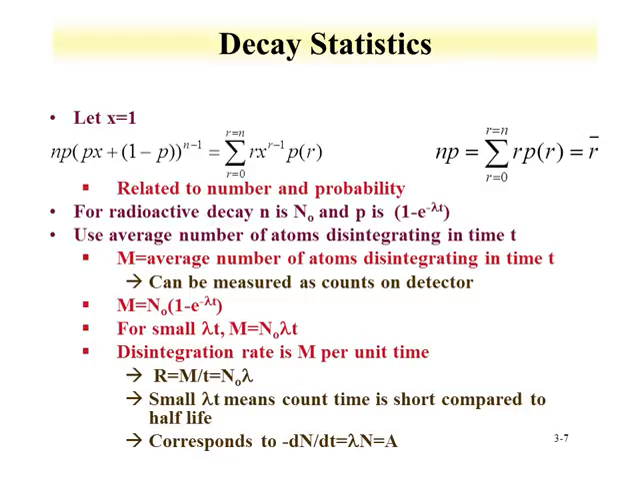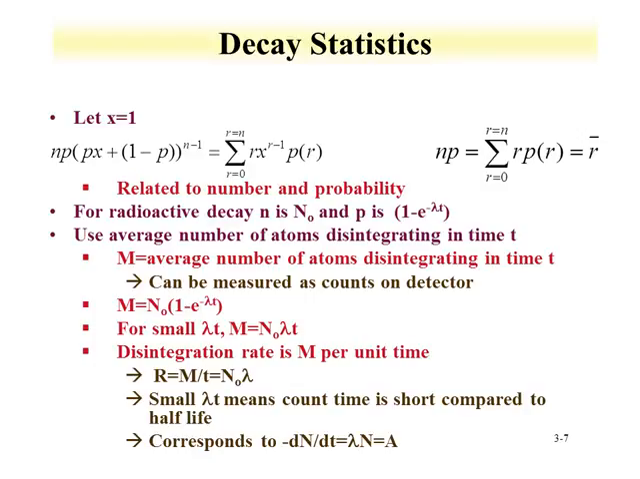Let's define another term here, m. m is the average number of atoms disintegrating in time t, and I can measure this as counts on a detector. This is important because this is something that we could do in the laboratory and uses data. m is going to equal N naught, the number of initial atoms, times (1 minus e to the minus lambda t), this equation that's listed here.